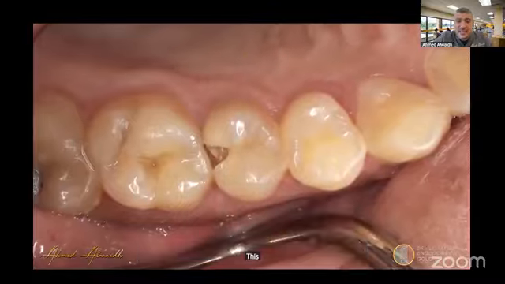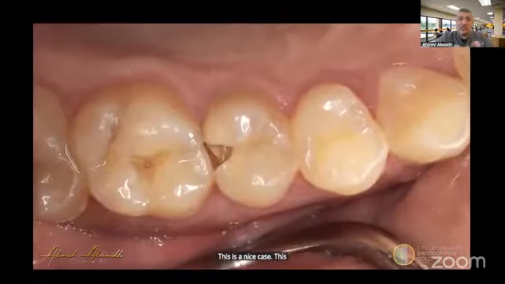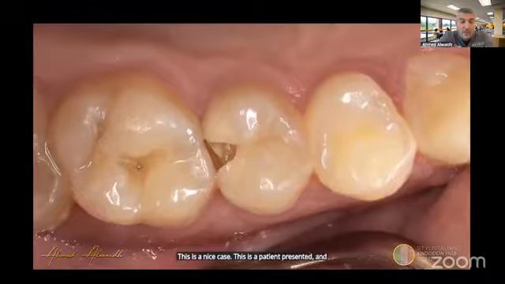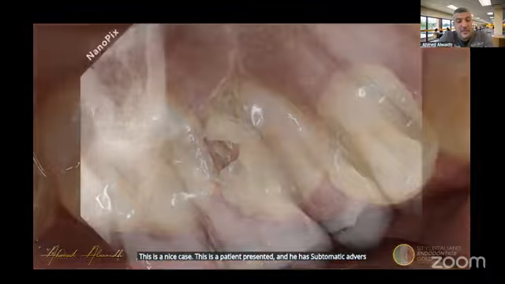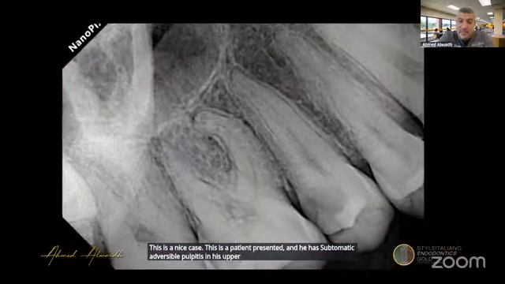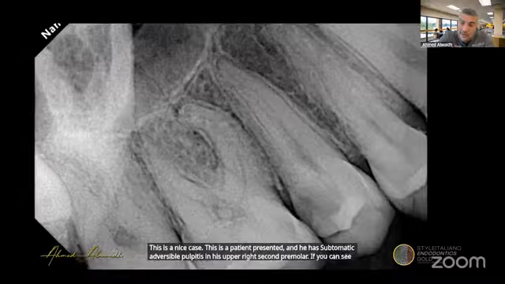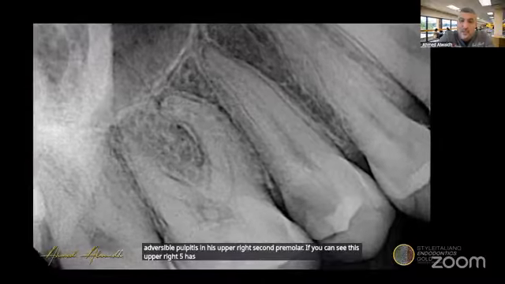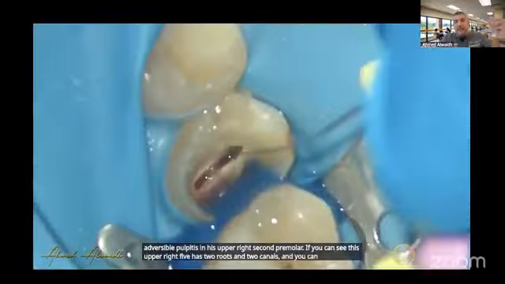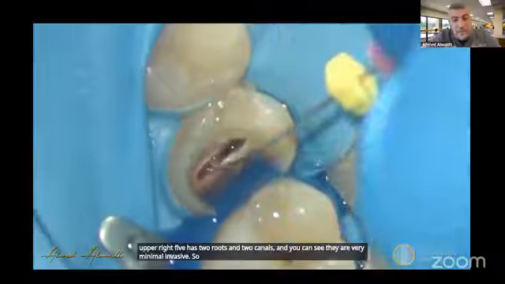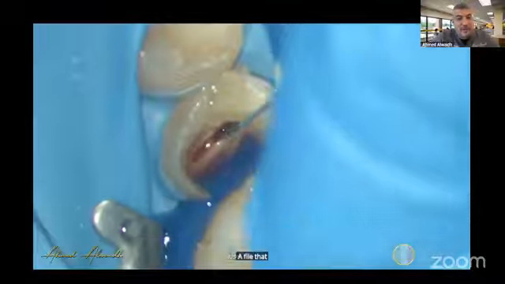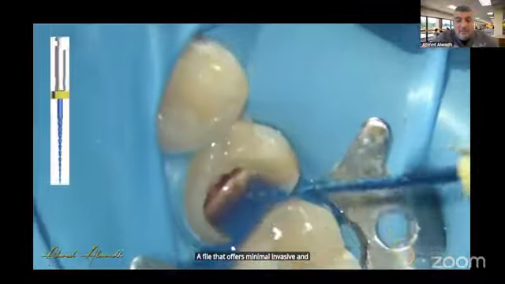This is a nice case. A patient presented with symptomatic irreversible pulpitis in his upper right second premolar. If you can see, this upper right 5 has 2 roots and 2 canals, and you can see they are very minimally invasive. So I need to use a file that offers minimally invasive and effective preparation.